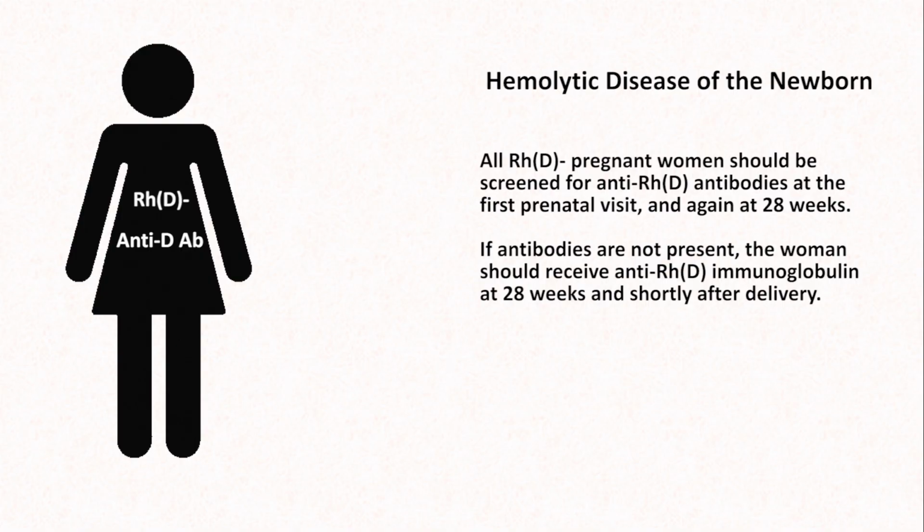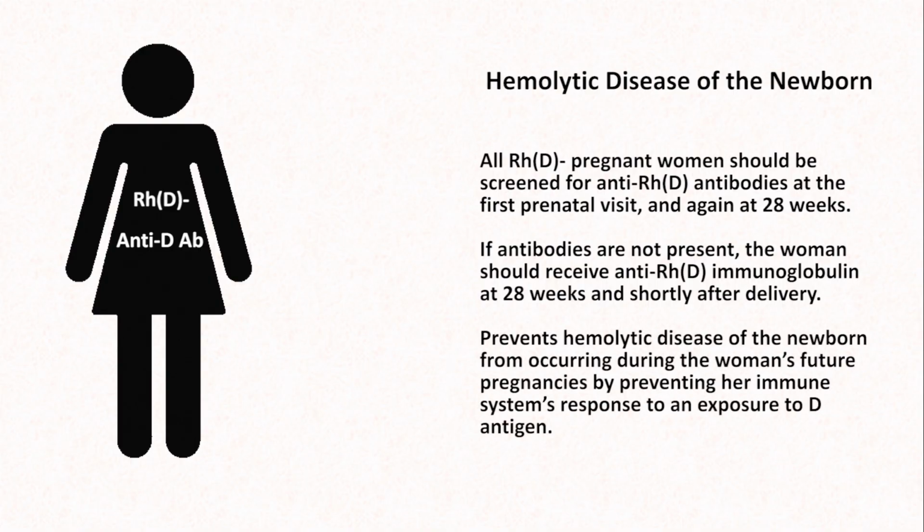The point of giving anti-D immunoglobulin to Rh negative pregnant women is not to prevent hemolytic disease of the current fetus, but rather to prevent it from occurring during the woman's future pregnancies by preventing her immune system's response to an exposure to D antigen that might occur in late third trimester or during labor and delivery.